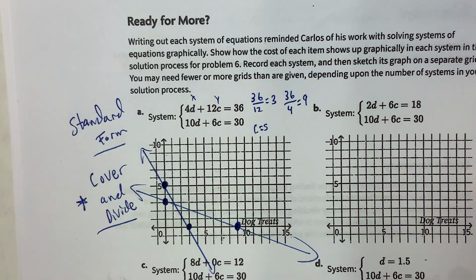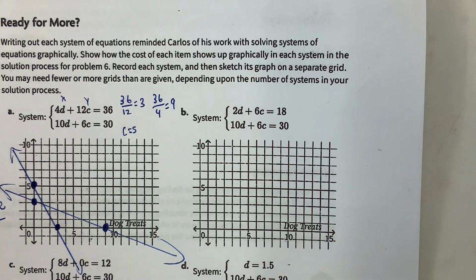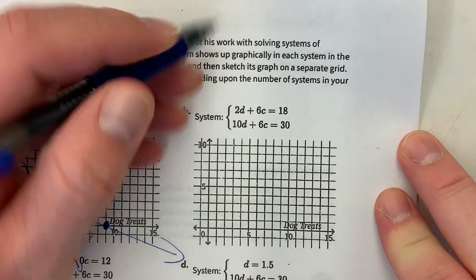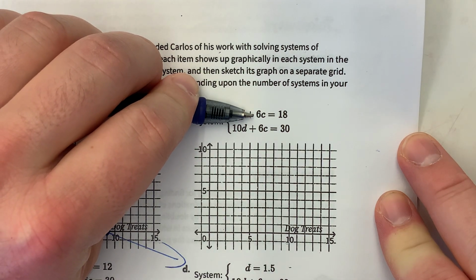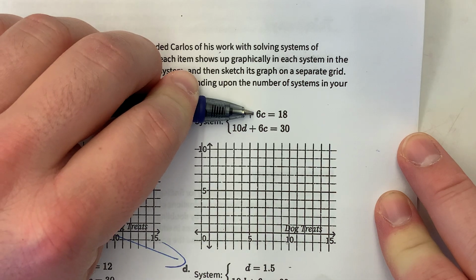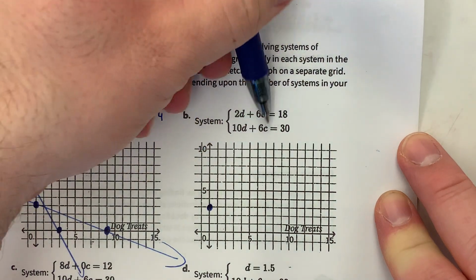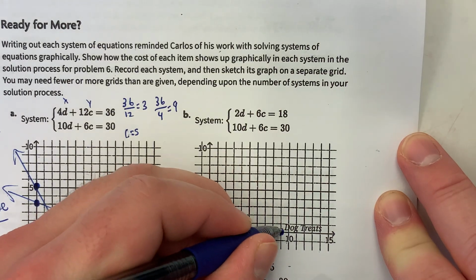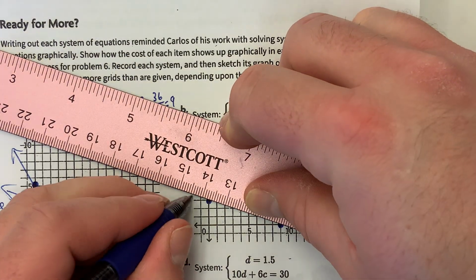Cover, divide. Let's do another one. Pause it if you would like to try this on your own. Cover, divide. Cover. 18 divided by 6 is 3. So go to 3, put a dot. Cover. 18 divided by 2 is 9. Dot. Line.